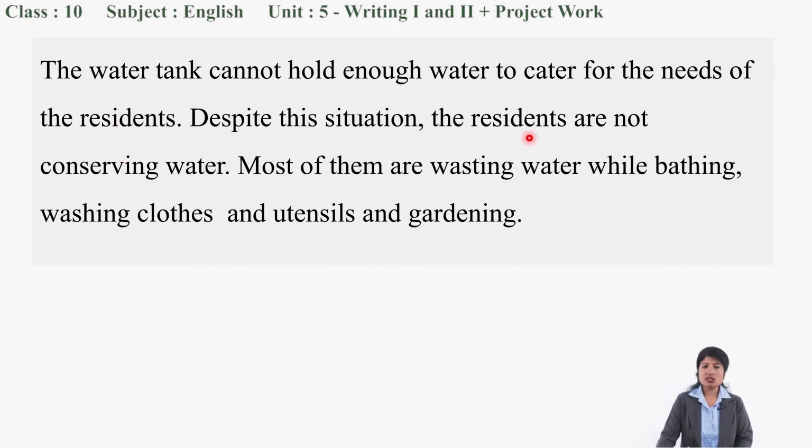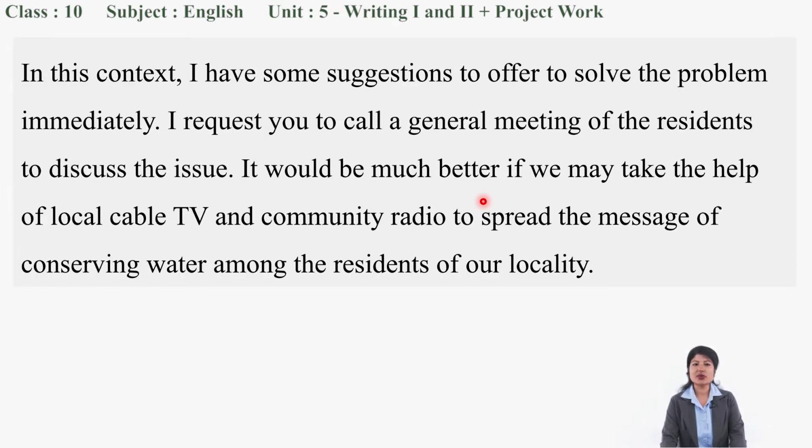Despite this situation, the residents are not conserving water. The situation is that water is scarce, but people are not aware. So what should be done then? People are not aware, and most of them are wasting water while bathing, washing clothes and utensils, and gardening. They are still wasting water. So it means this is a request. So in this context, what can be done?